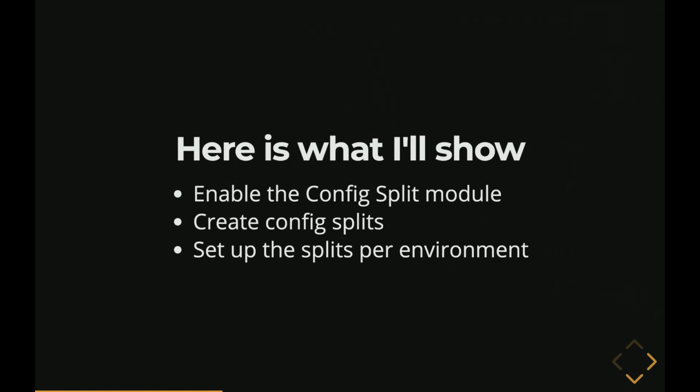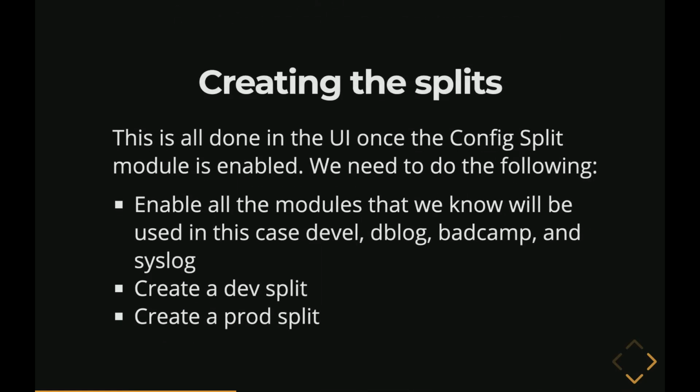We're going to first enable the config split module. We'll create two config splits, development and local or production, and then I'll show you how the setup of the splits is going to work with the environment and how that configuration sets up. So creating the splits. Remember, it's all done through the UI, so you actually have to enable that config split module first. So we go in.